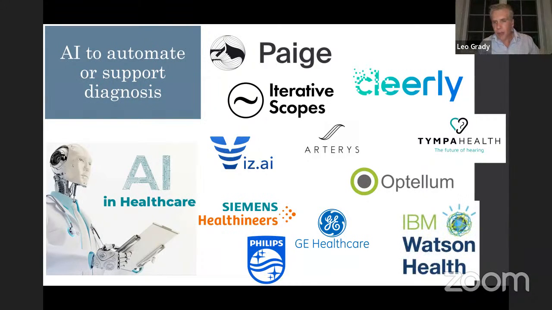Watson Health is maybe one of the most high-profile application efforts to really provide some sort of automated or supported diagnoses that unfortunately ran into some challenges.